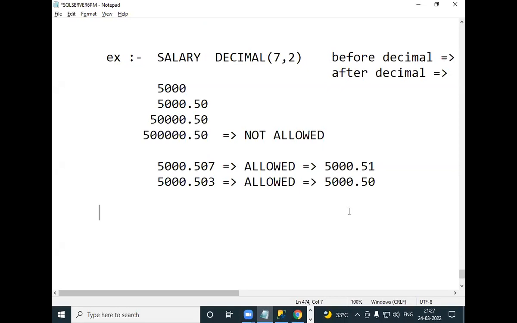Sir, clear? Then, like, 1 second, just listen. There is a column bank balance, decimal. I'll say 11 comma 4. What is the meaning? Before decimal, 7. After decimal, 4. Total 11. Before decimal 7, after decimal 4, total 11.